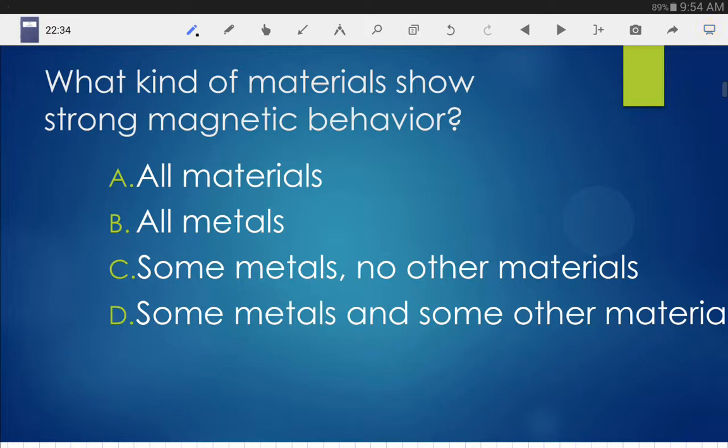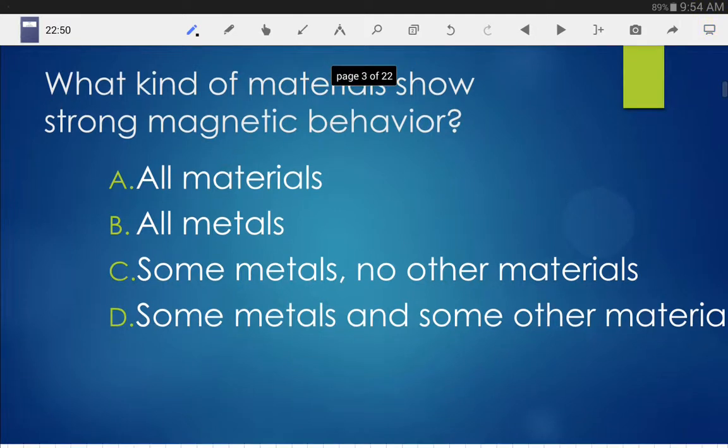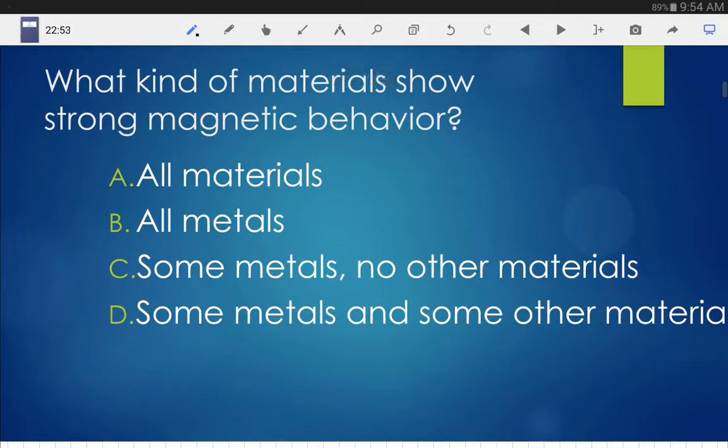So our first clicker question: what kind of materials show strong magnetic behavior? I did not fit it right on the page. There's supposed to be an LS on the bottom line. Materials.